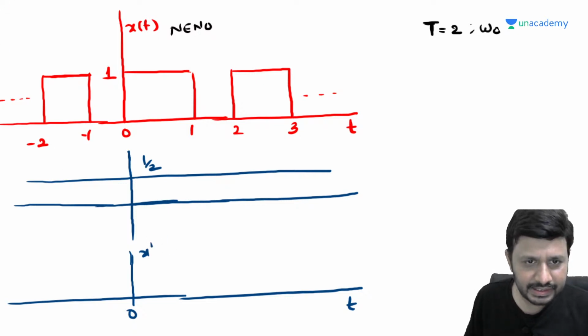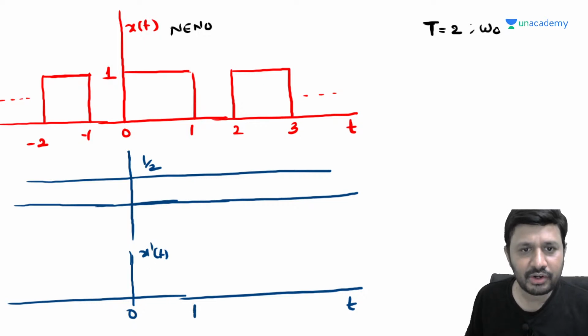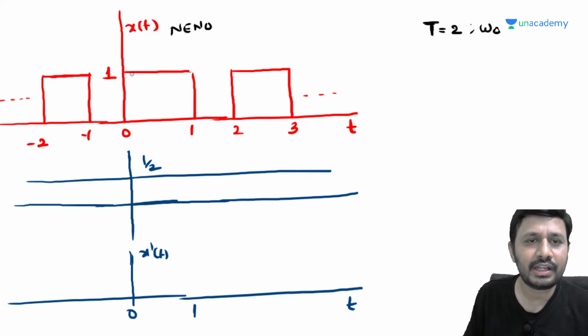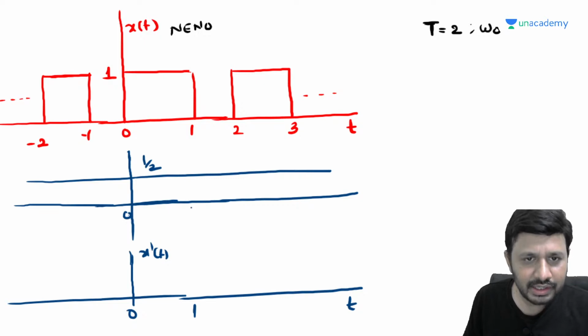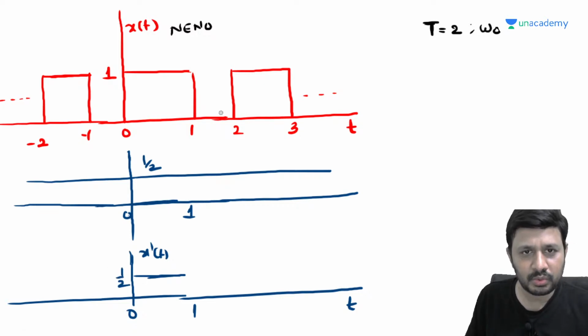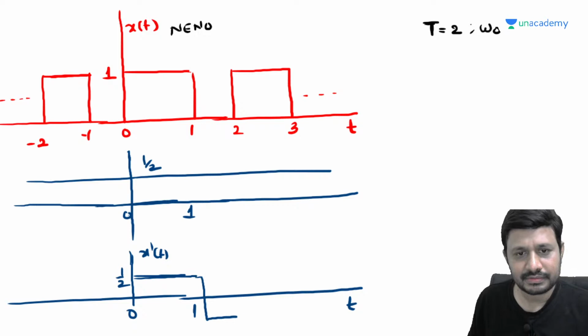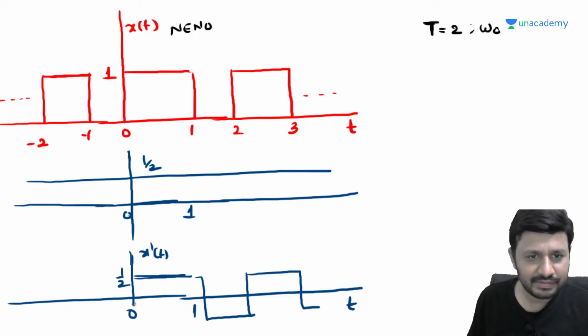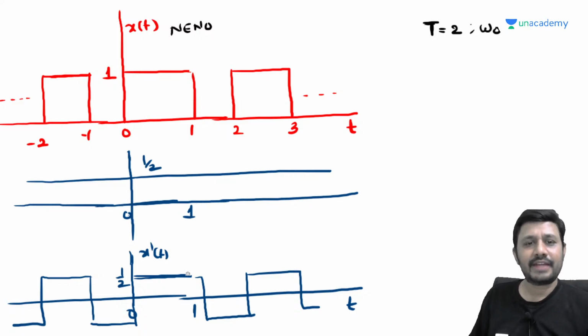The other signal is x dash of t. From 0 to 1, what is the value of the top signal? 1. From 0 to 1, DC signal value is half. 1 minus half. From 1 to 2, the top signal value is 0, the bottom signal value is half. 0 minus half, minus half. And so on, from 2 to 3 it is half, it will go on like this. Now, x dash of t I got.